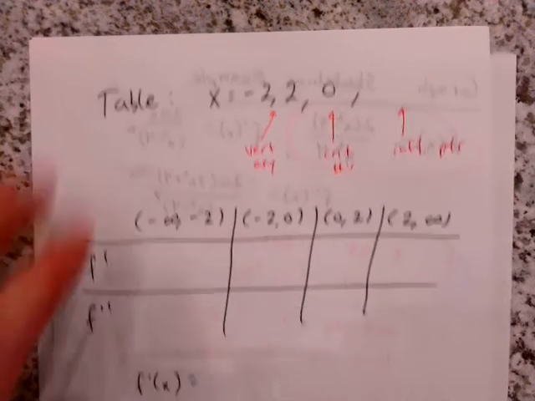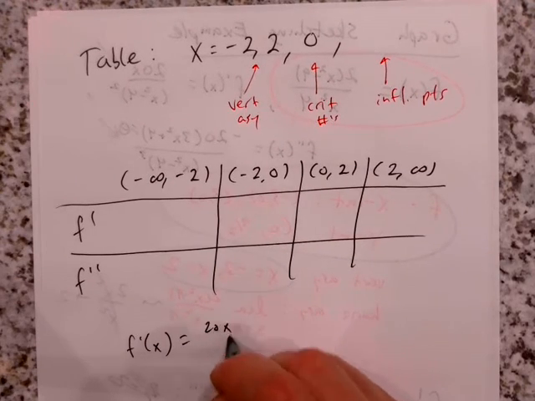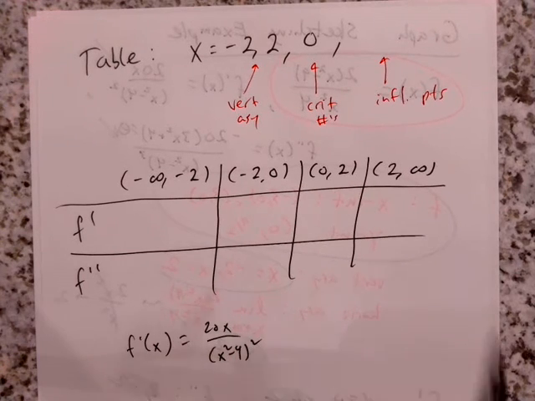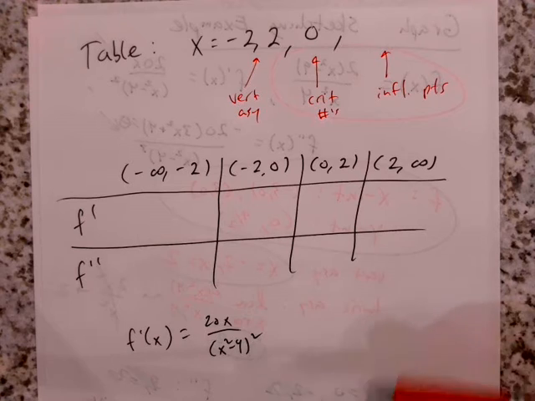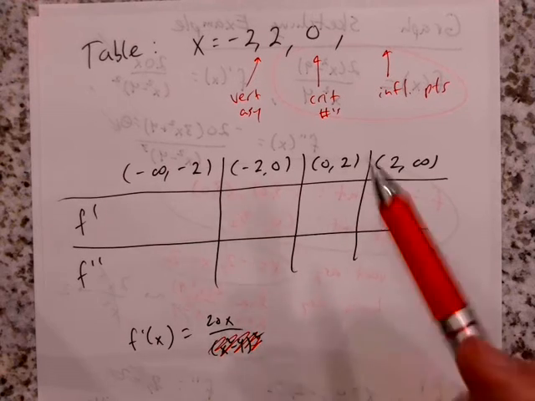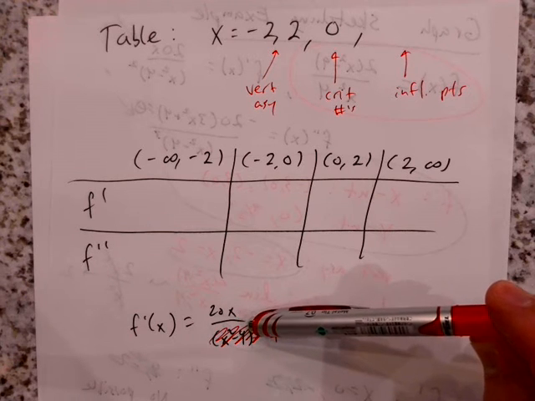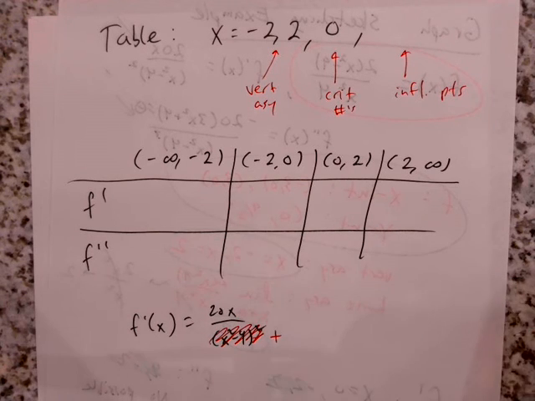F prime was 20x over x squared minus 4 squared. Cool. So one thing to note is x squared minus 4 is being squared, which means that that is always positive. Doesn't matter what number of x you plug into it, it gives you a positive number. So really all we care about is that 20x. When we plug in our test values, is that positive or negative?